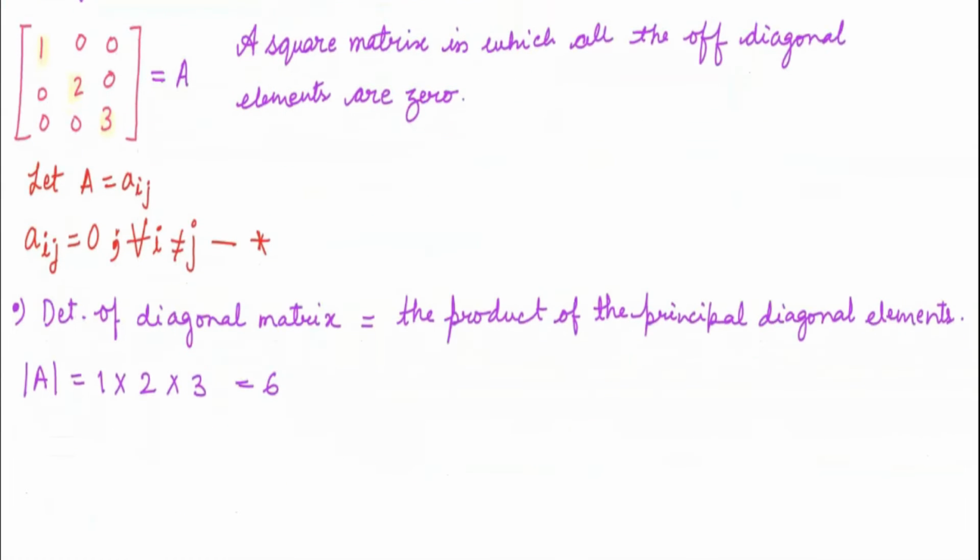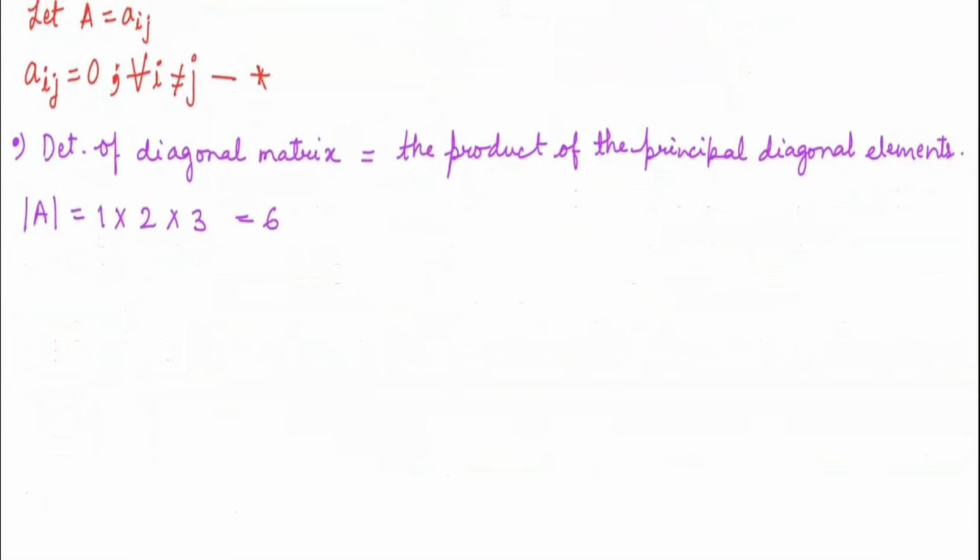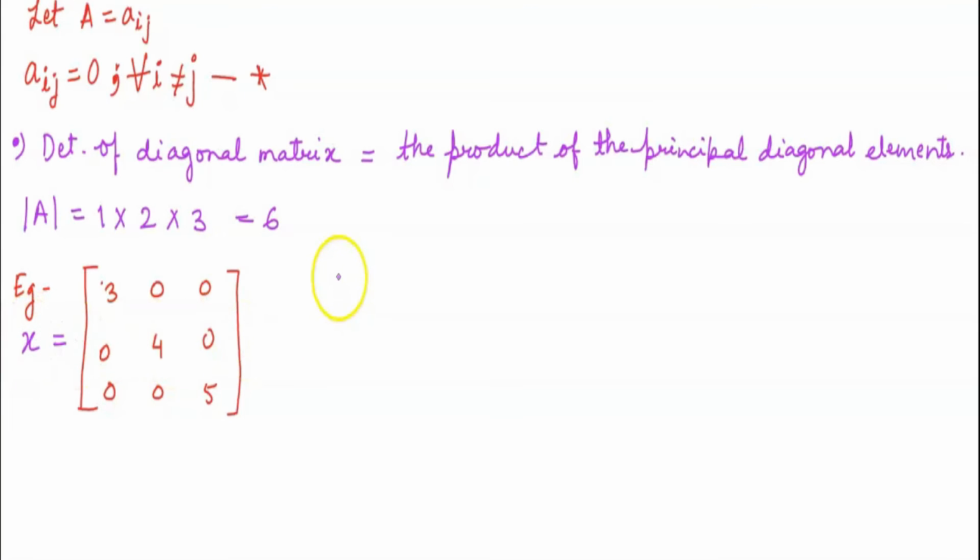Now I am giving you one matrix. Let's take the example again. As it's a diagonal matrix, all the off diagonals will be 0, and the diagonal elements are 3, 4, 5. Take a pause and solve this. What did you find as the determinant of this matrix? Let this matrix be X. The determinant of X comes as 3 multiplied by 4 multiplied by 5, which is equal to 60.